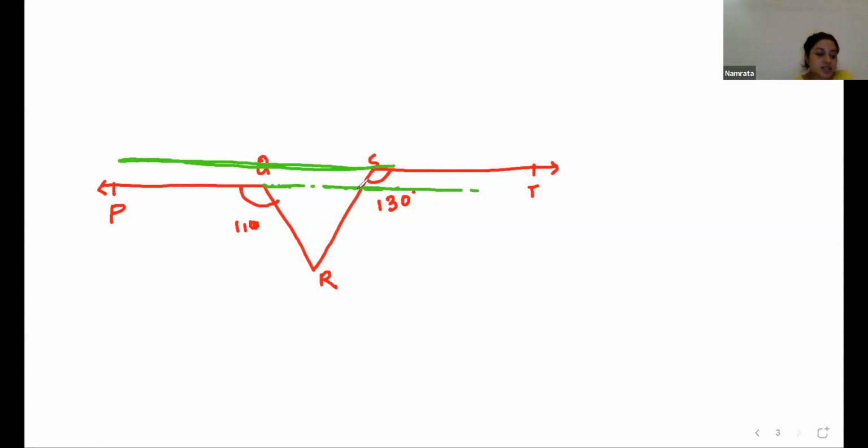Angle RST is given as 130. What do we have to find? We have to find angle QRS. QRS means this angle we have to find.